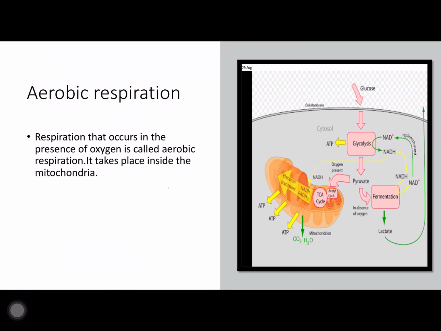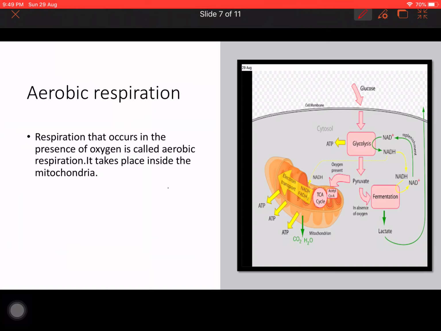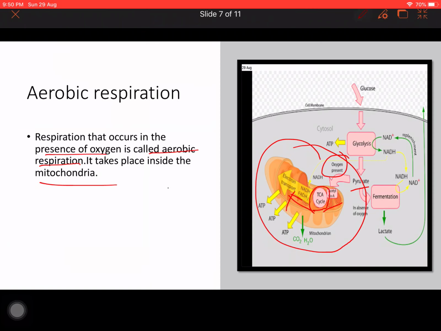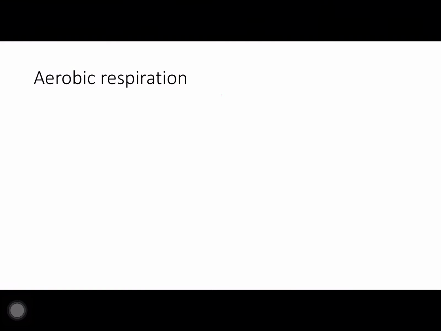Now here we see what aerobic respiration is. Respiration that occurs in the presence of oxygen is called aerobic respiration, and this occurs in mitochondria. This part is called aerobic respiration, which occurs in the presence of oxygen. Just go through it; in the previous 2 slides I have discussed the same thing: conversion of pyruvate to acetyl CoA, then the tricarboxylic acid cycle, and then the electron transport system. Now we will come to anaerobic respiration.